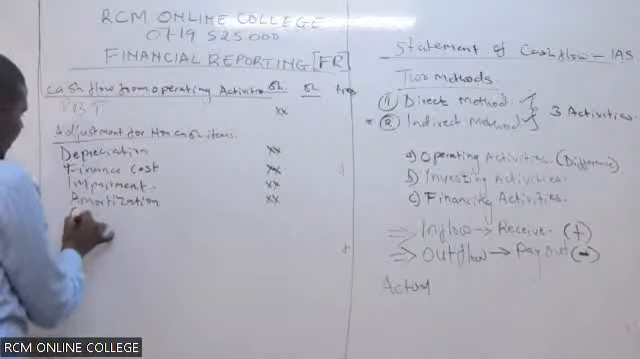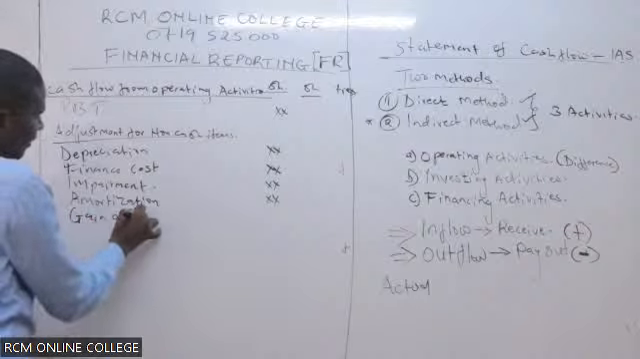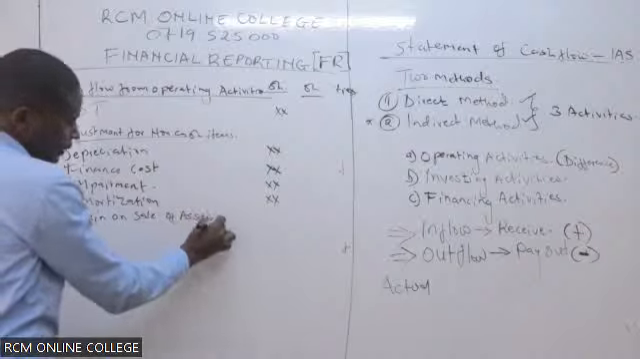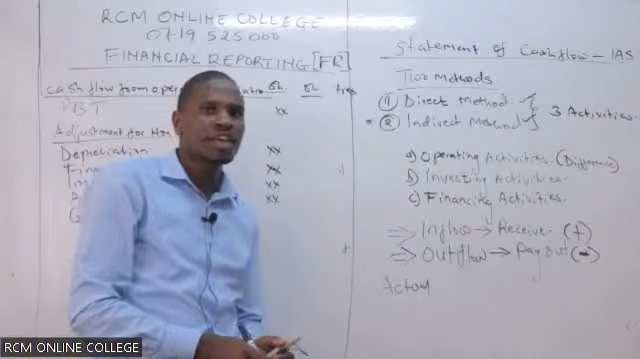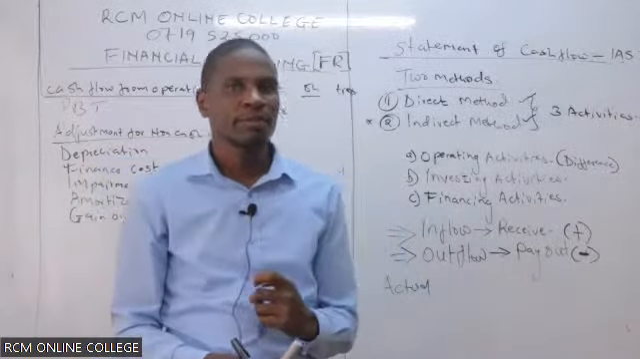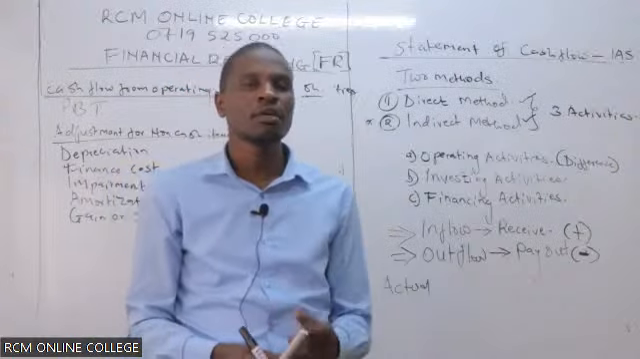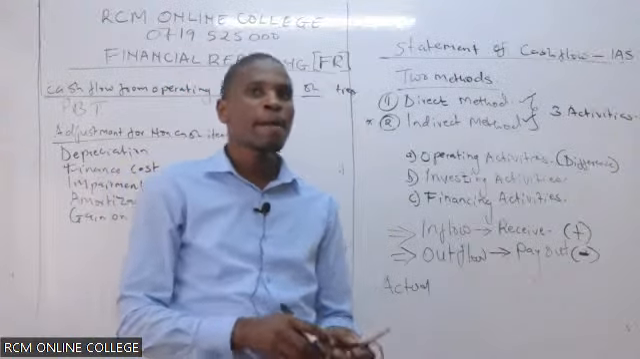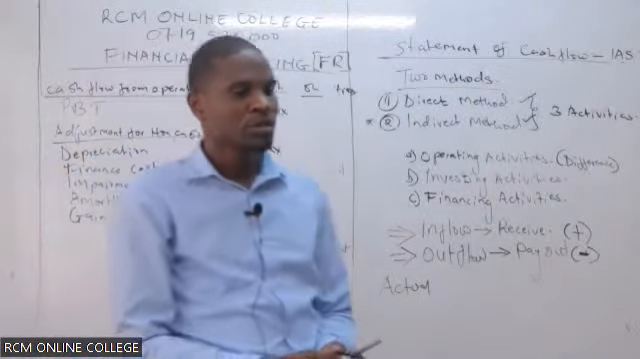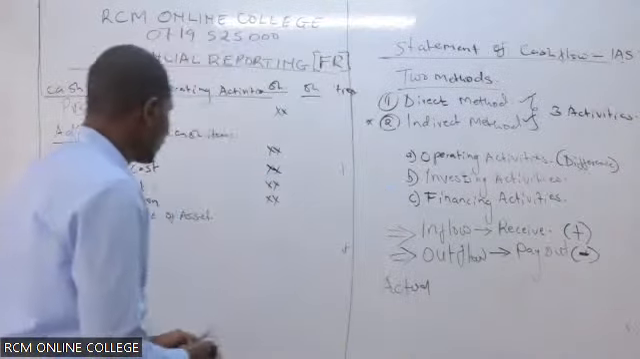Then we have gain on sale of asset. Gain. Somebody to tell me what happened to the gain. Is gain an income or an expense? Is gain treated as an income or an expense in the income statement? Gain. Somebody. It is an income, from Regina.